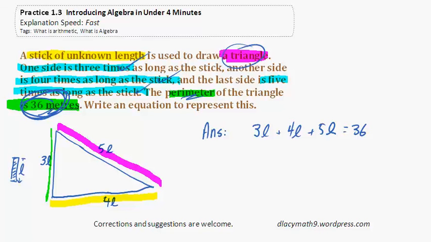Well, if you want, just for fun, you can guess or figure out how long the length of the stick is. That's not part of the problem, but do you know what the answer is? The answer is 3 meters.